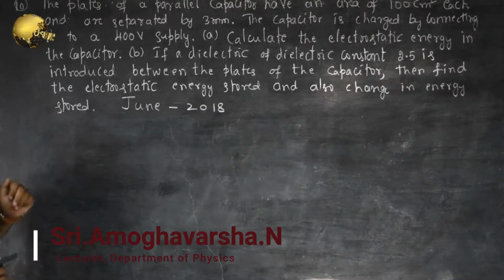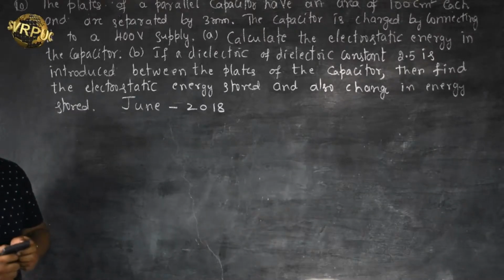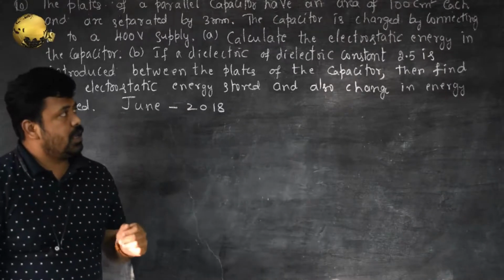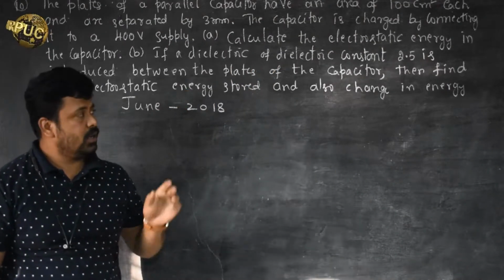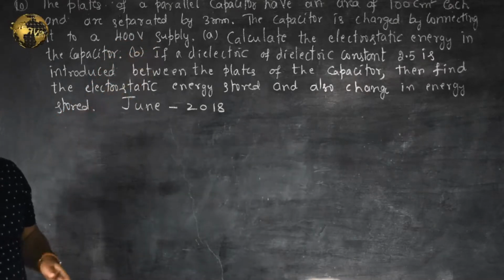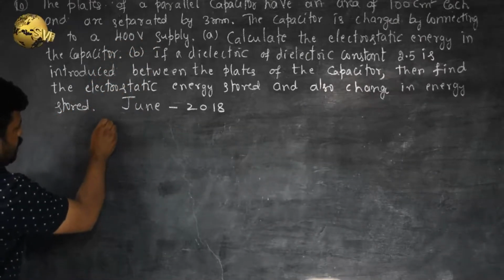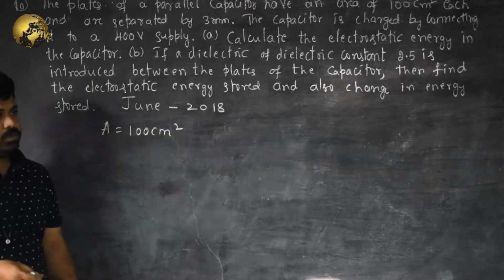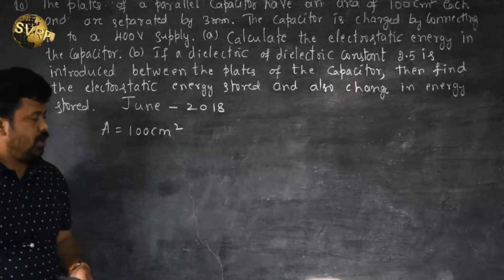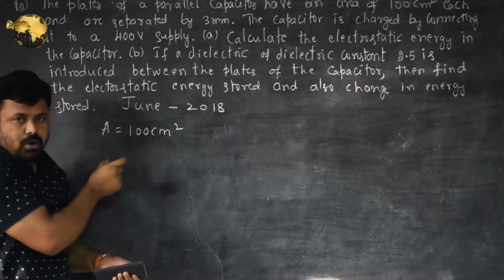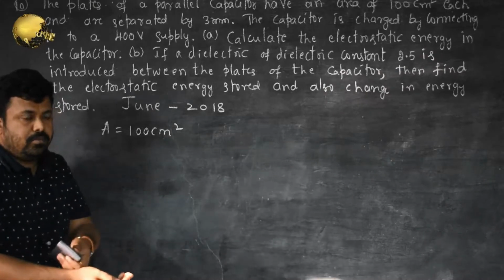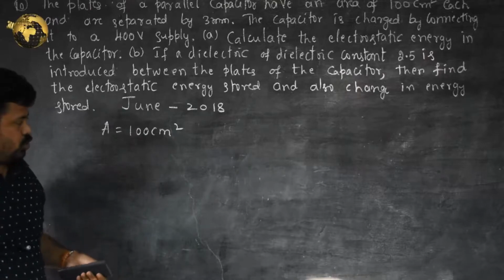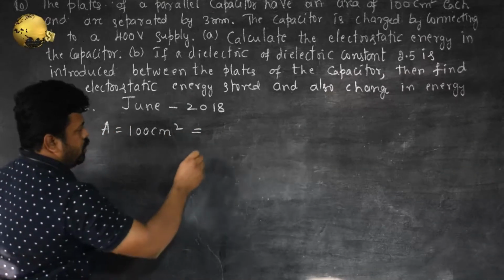We have question number 10 from the first two units. It says the plates of a parallel plate capacitor have an area of 100 centimeter square each. So this parallel plate area A is equal to 100 centimeter square. The problems will use the same method repeated, but with small changes. Earlier you might have had millimeter square or meter square, so now it is centimeter square. So let's convert it to standard meter square.